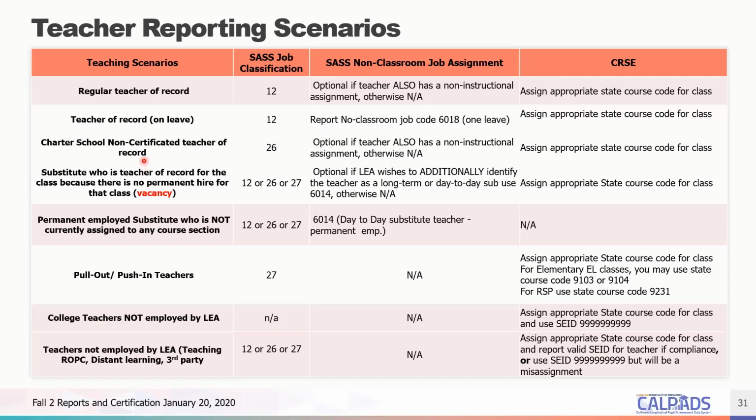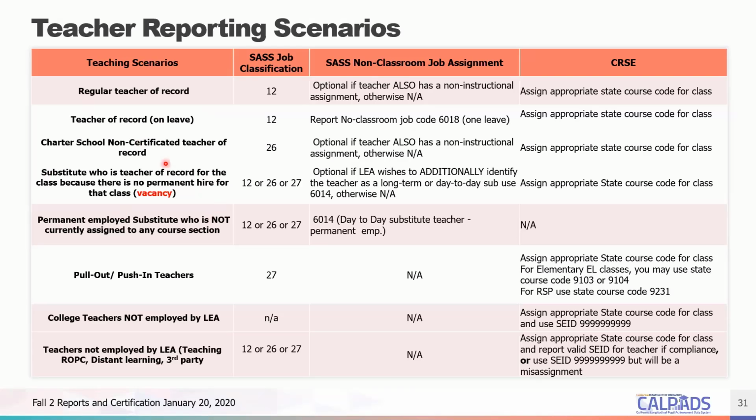And then you have your charter school non-certificated teacher of record. Again, you can report them with the job classification 26, assign them to a class, and then of course you have the optional non-instructional assignment. And then for substitute teachers who are the teacher of record for a class, you only report substitute teachers to a class if there is a vacancy for that class, meaning there were no teachers of record who were on leave.